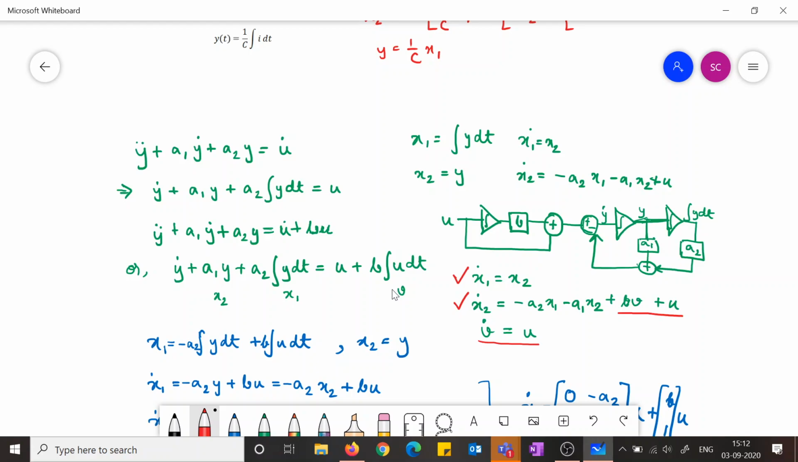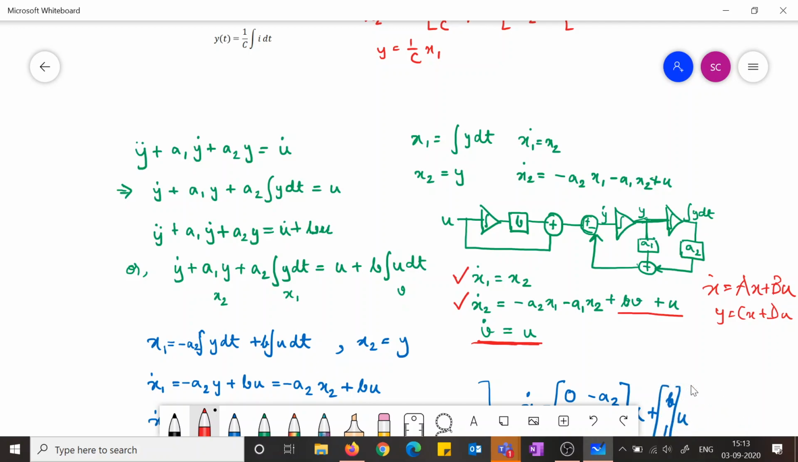Because we have to keep only u and not u dot or the integration of u, all those things cannot be kept in the state space representation, since ultimately we have to represent it in this manner: x dot equals Ax plus Bu, only u, and y equals Cx plus Du. So for that reason, an extra state got defined here.